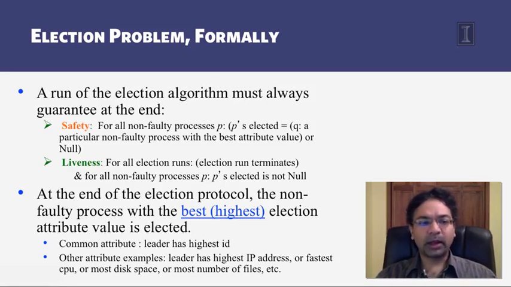So what do I mean by electing the process with the best or highest election attribute value? Well, one of the most common attributes used is the highest ID. So among all the IDs in the group, you elect that process as the leader that has the highest ID. You can also reverse this and elect the process with the lowest ID in the group. That's fine too. Other attribute examples include IP address, fastest CPU, or disk space, or, in peer-to-peer like settings, processes that have the most number of files or the least number of files. As long as this attribute is fixed in the beginning and all the processes know about it, you're going to get a consistent leader election specification and a protocol as well.